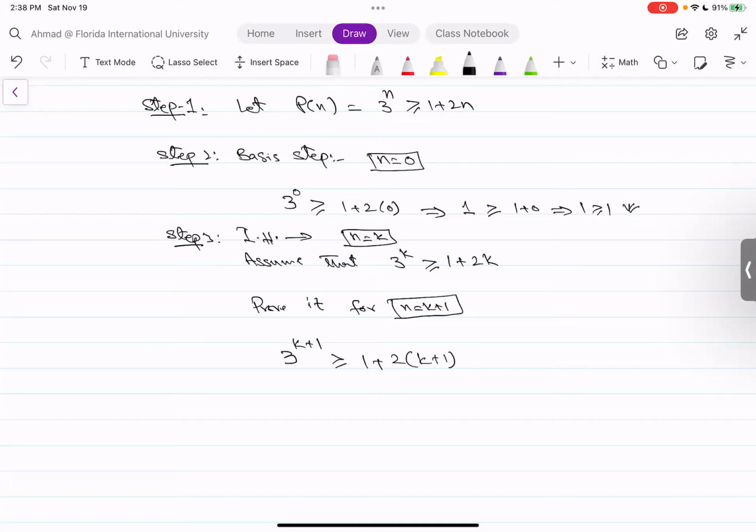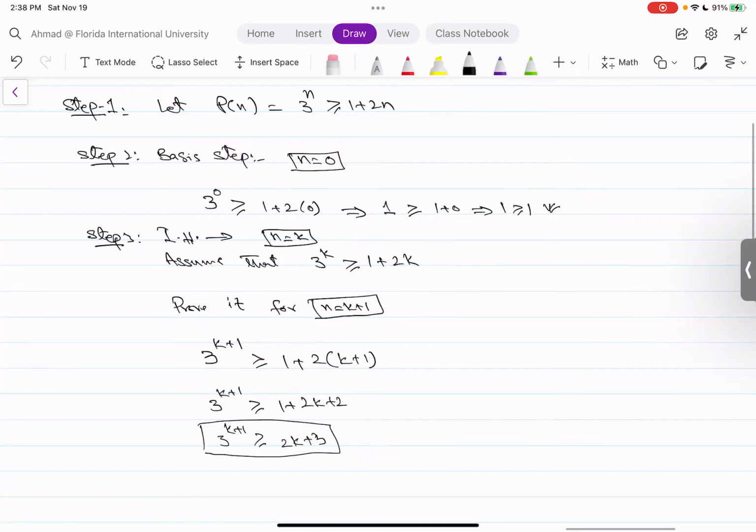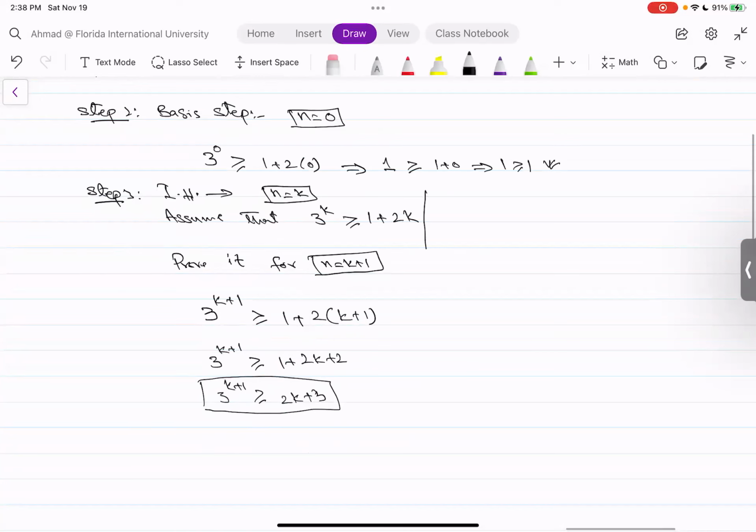That is what we are going to prove, that we have to show. So this means 3 to the power of k plus 1 is greater than or equal to 1 plus 2(k+1), which is 1 plus 2k plus 2. That is, 3 to the power of k plus 1 is greater than or equal to 2k plus 3. That is what we have to prove. That is what we have to show, right? This is what we need to prove. Now, how should I do that? That is another question, how I'm going to prove that.